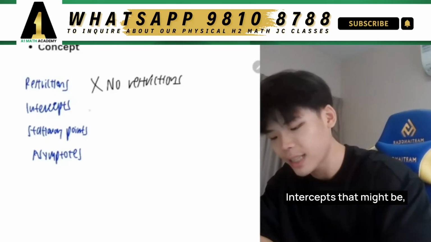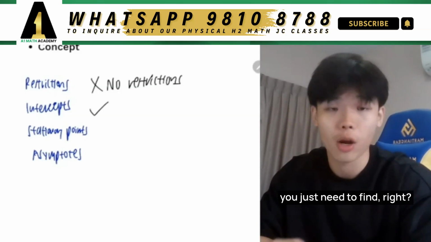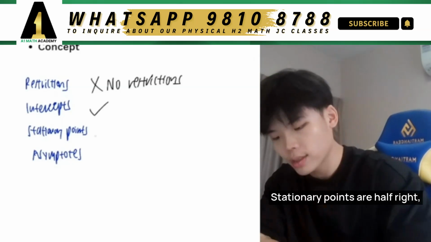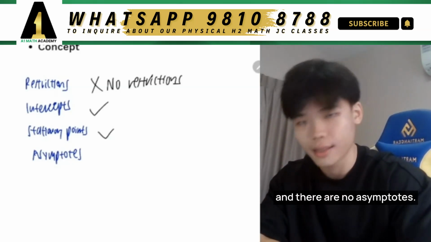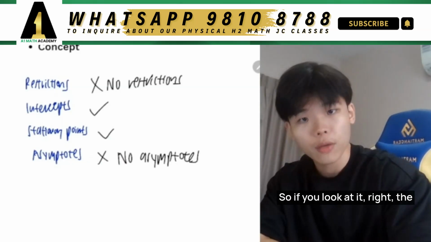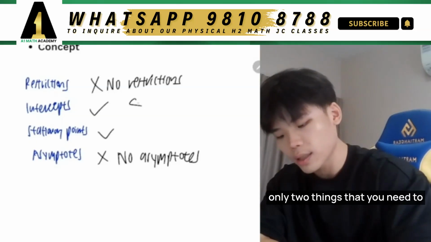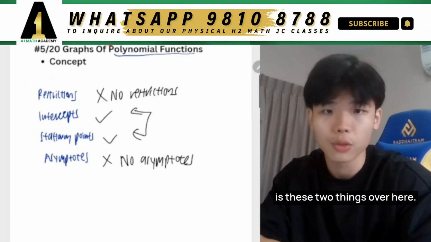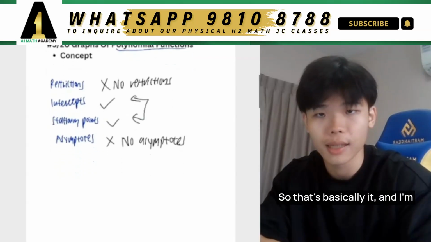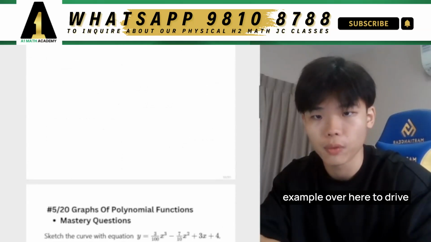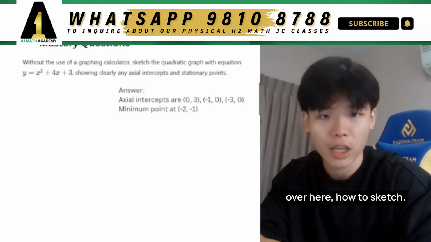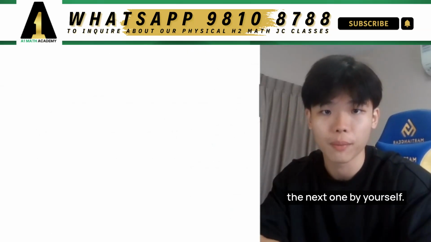There are no restrictions. Intercepts, there might be, you just need to find them, or observe from your GC to find out the coordinates. Stationary points there are, and there are no asymptotes. So if you look at it, the only two things that you need to be concerned about whenever sketching any polynomial function are these two things over here. So that's basically it. I'm going to show you this example to drive home this fundamental concept of how to sketch. Then after that, you will practice the next one by yourself.